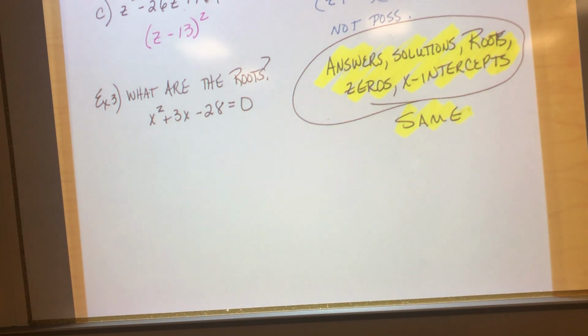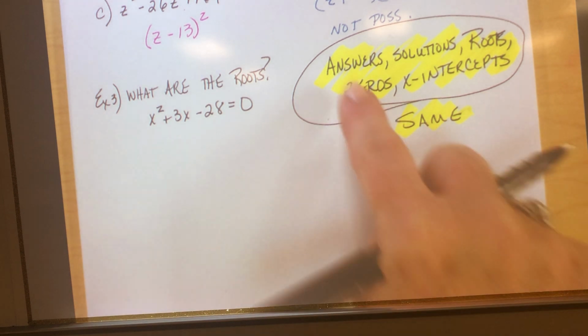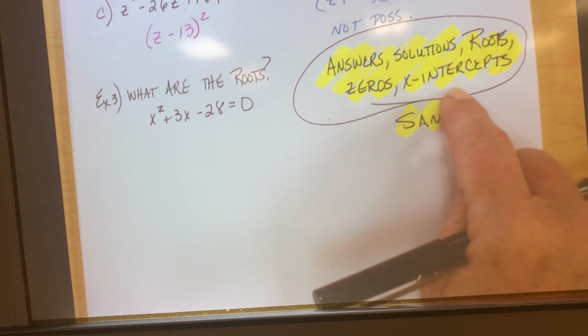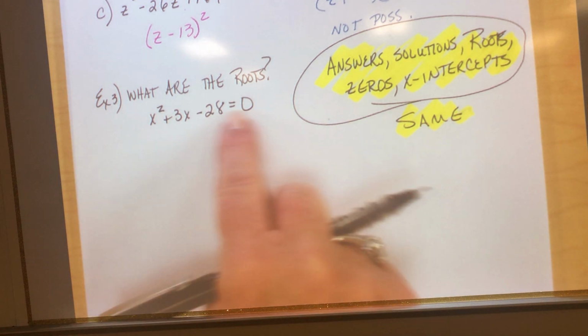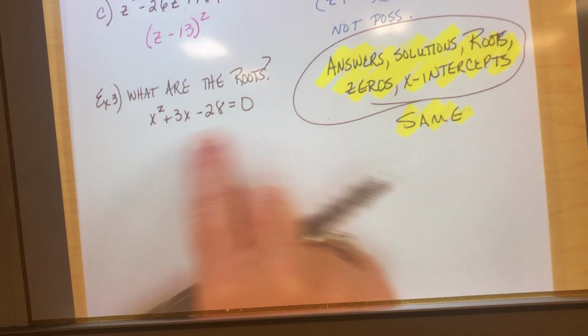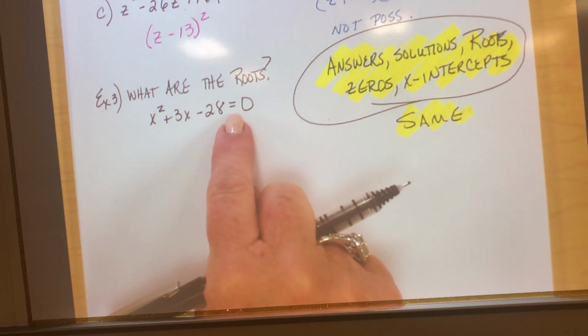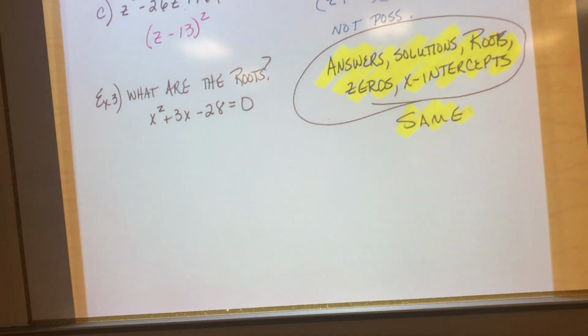Just like me, my mom, my dad called me BG. Most people, my friends call me Billy Gay. So I'm all the same person. All of these things are the exact same. So when I say, what are the roots? I could have also said, find the answers. Tell me what the solutions to this are. What are his zeros? Can you find his x-intercepts? Those are all the same thing.